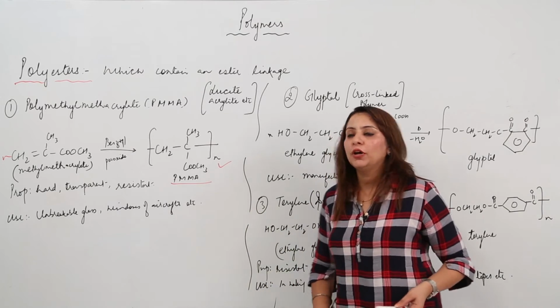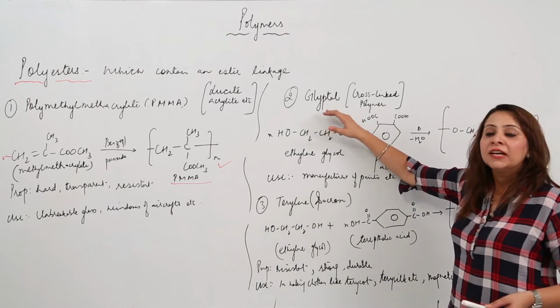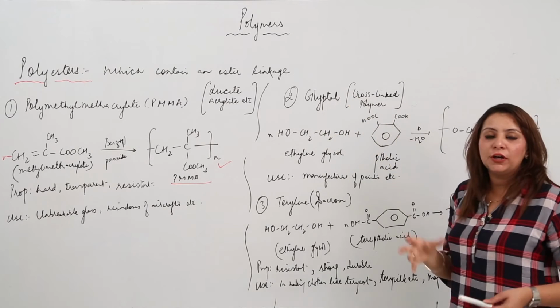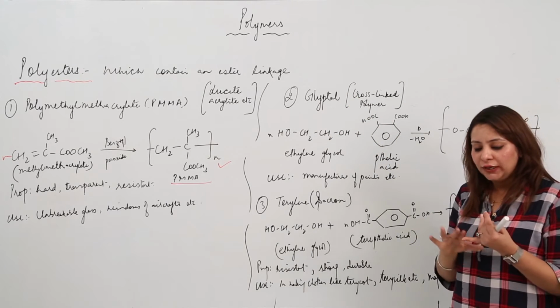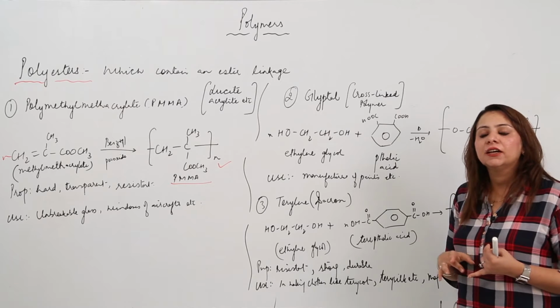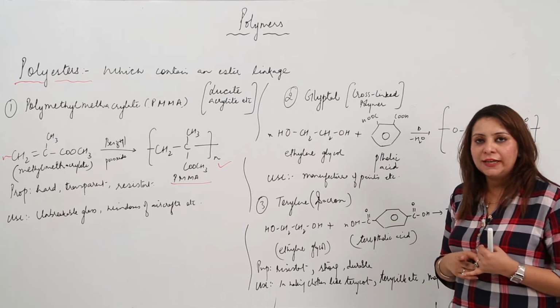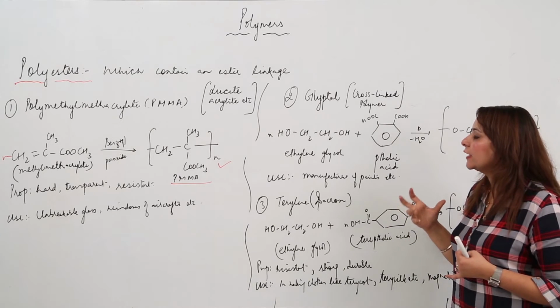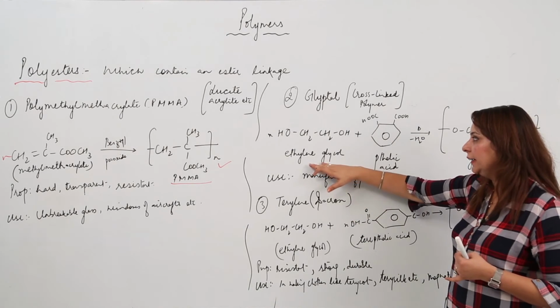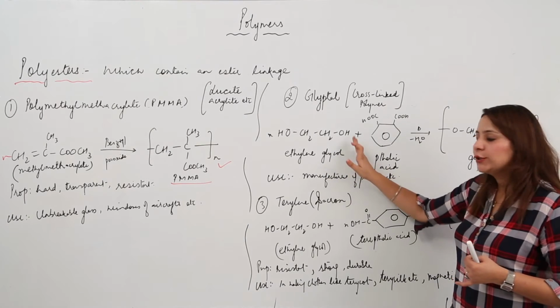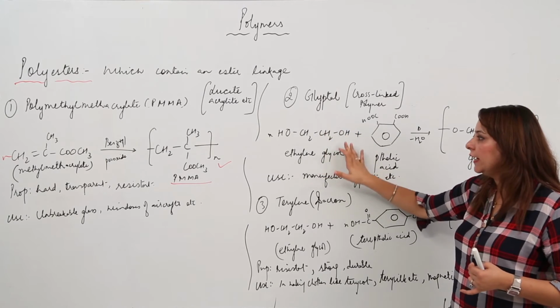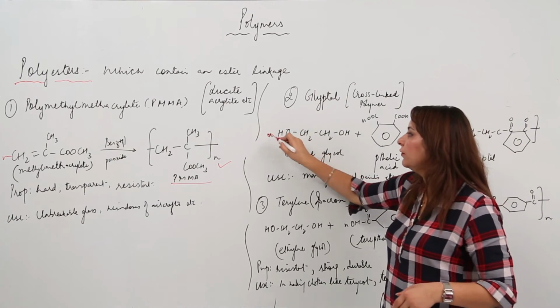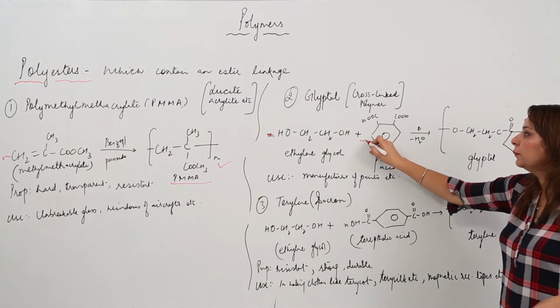A few more examples of polyester, like we have Glyptal. Glyptal is actually a cross-linked polymer. As I told you, we have three kinds of polymers, the linear, branched and cross-linked. It is one of them, a cross-linked polymer. And Glyptal is actually formed from the monomers ethylene glycol and phthalic acid. As you are all familiar with the formula, this is the ethylene glycol, I have taken N units of ethylene glycol and N units of phthalic acid.